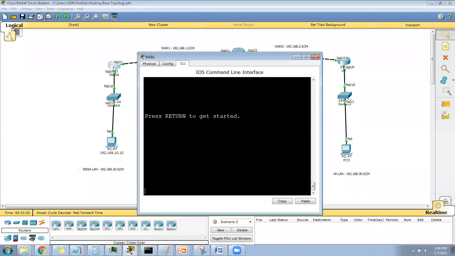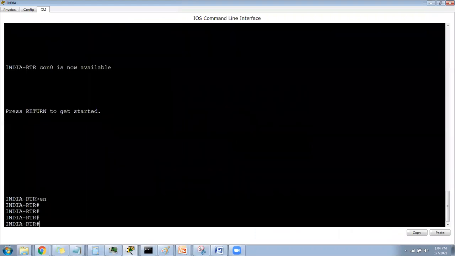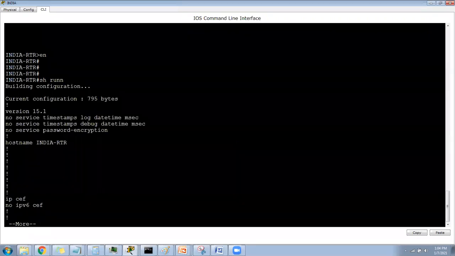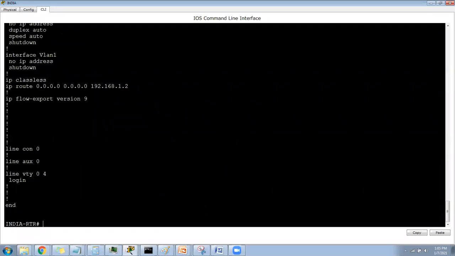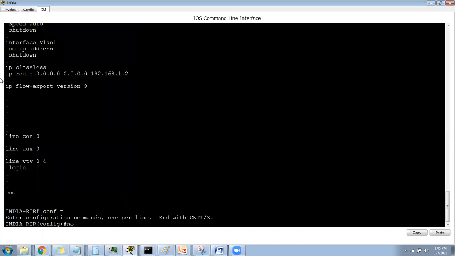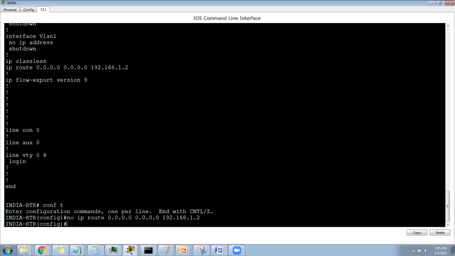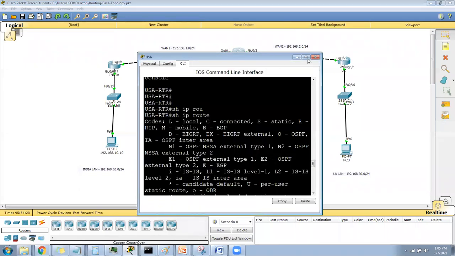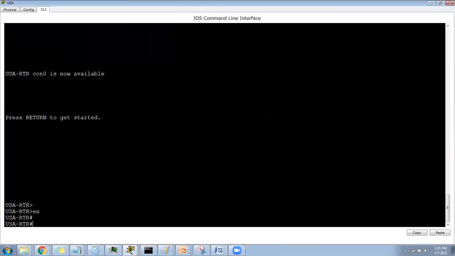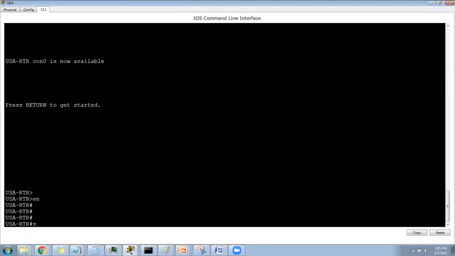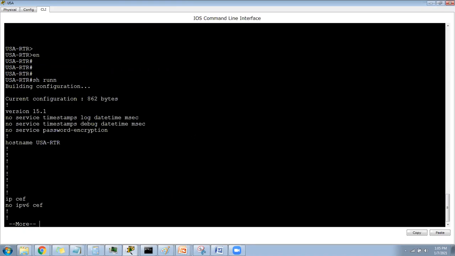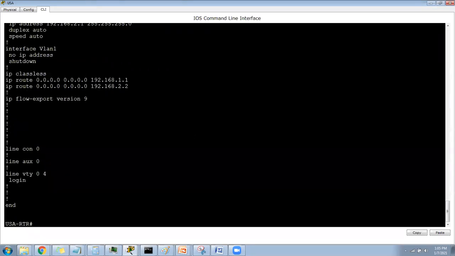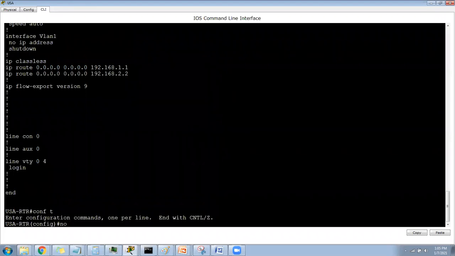Yesterday I think we gave some default routes, so let me remove those routes first and we will do static routing here. How to remove that? Show run. If you go here, we see the default route, so let me remove it. No, copy, paste, done. On the India router we had given a default route. Then let's go to the next router, enable, show run. We see two routes here, so we say config terminal, no.